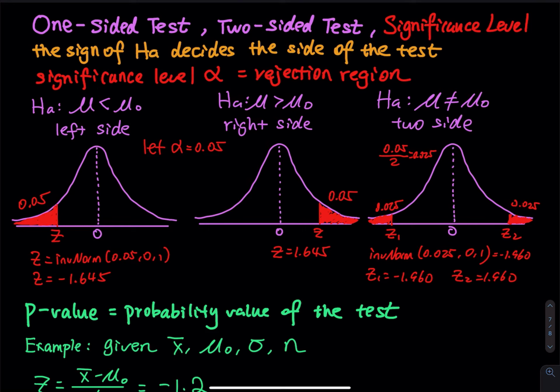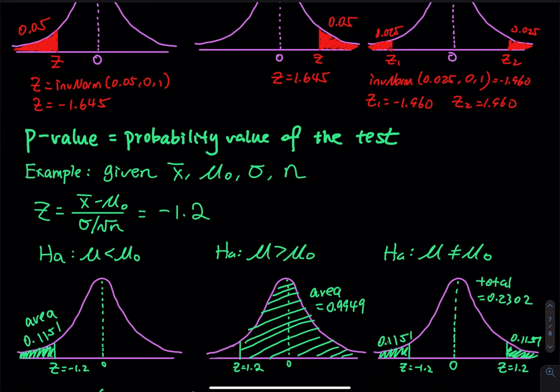So again, the sign of HA determines left, right, or two-sided. Do you put equal in HA? The answer is no. Think about this. If you put an equal, is that left, right, or both? We don't know, right? So that's why never put equal in HA. All right, so less than, you put the rejection region, you put the alpha on the left. Greater than, you put the alpha on the right. Not equal, you cut the alpha into two pieces, half on the left, half on the right. How about the p-value? So the p-value is the probability value of a test.